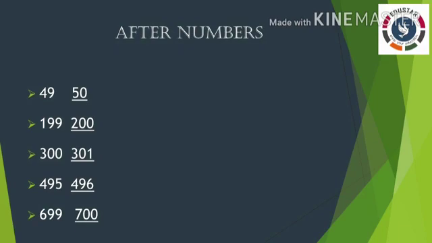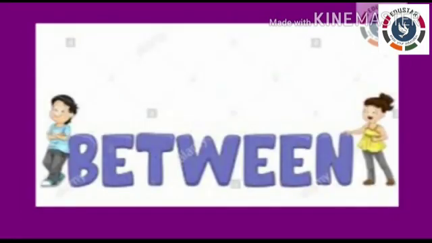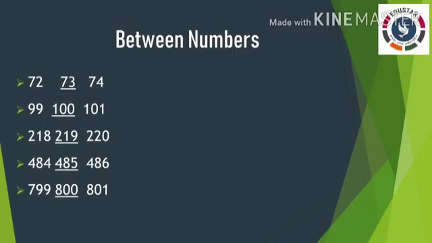Your last question is 699. After 699, what is your answer? Your answer is 700. Very good. Are you clear after numbers? Okay, fine, my dear. Shall we see between numbers now? Okay, we will go to the sums.